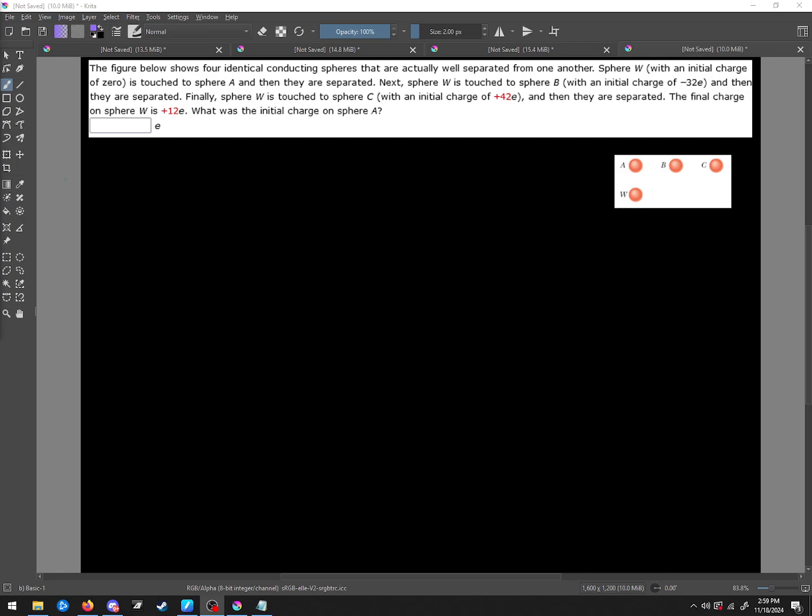So what we can say here is W_A is going to be equal to 0, since W has an initial charge of 0, plus sphere A, which we don't know, divided by 2. We can simplify this and just say that this is going to be A over 2. Then it is touched to sphere B. So W_B is going to be equal to A over 2 minus 32E, and this whole thing is going to be over 2.